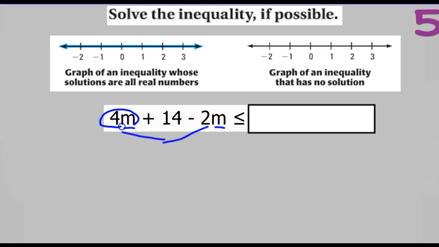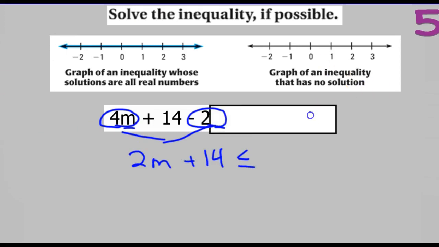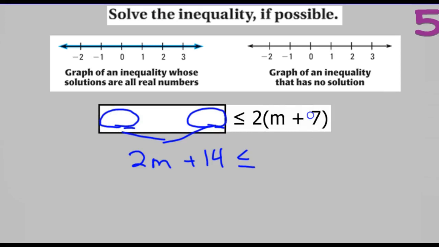So I know that I can combine them. Now if I do 4m minus 2m, 4 minus 2 gives me 2m plus 14 is less than or equal to. Now I need to go to my other side. So I'm going to cover this side while I deal with what's over here. I'm going to distribute the 2. So I get 2m plus 14.